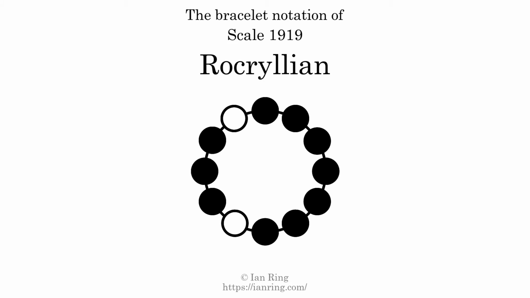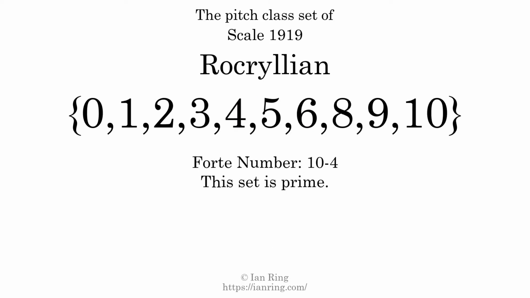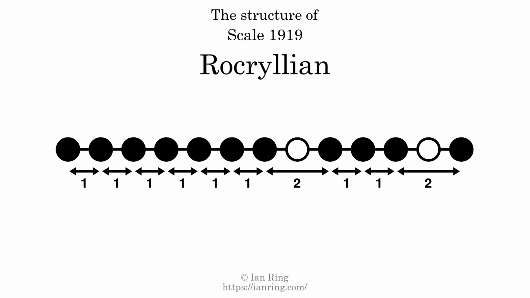1919. The shaded circles represent tones that appear in the scale, and they are read clockwise, starting at the top. The pitch class set for this scale is 0, 1, 2, 3, 4, 5, 6, 8, 9, 10. The Forte class is 10-4. This set is prime. The structure of a scale is a description of the interval distance between each successive tone.